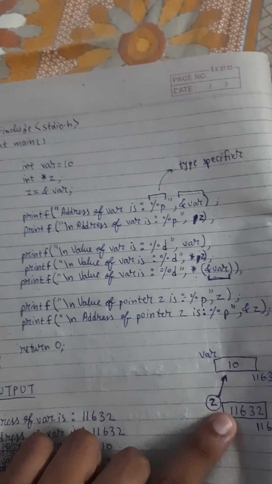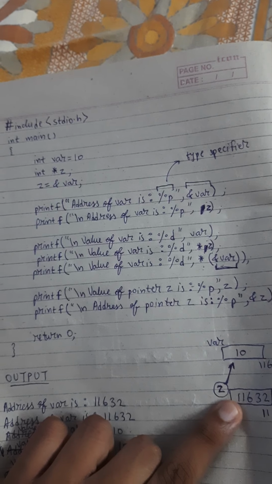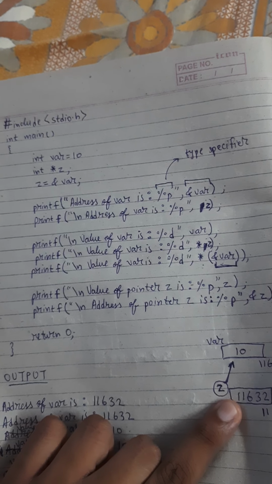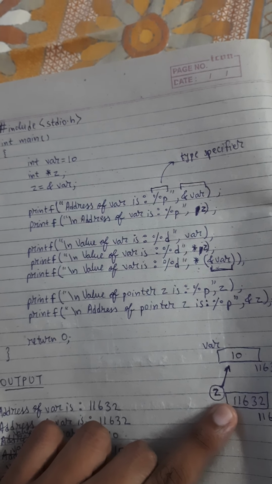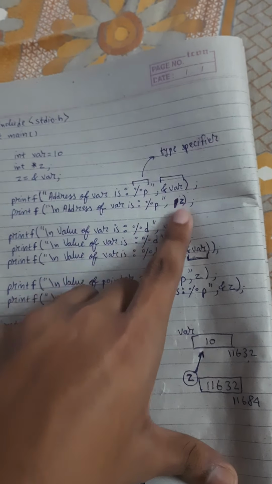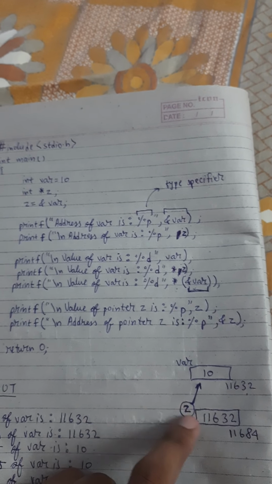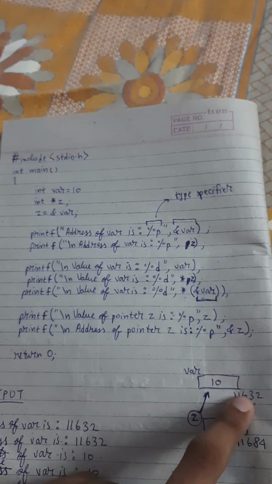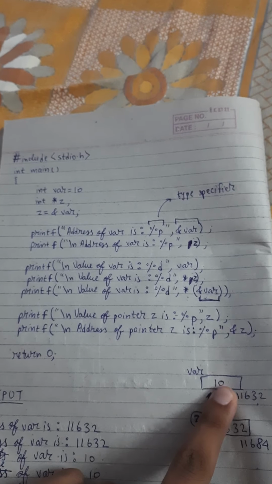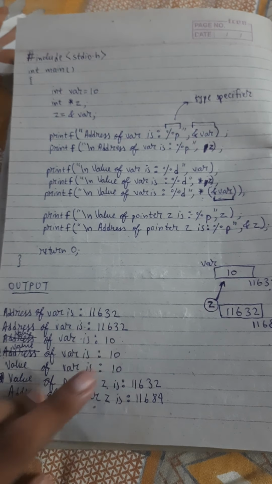So our interpretation is right, that after star an address should come, because in an executable statement whenever we encounter star, we basically mean value at address of this. So here it will be value at address of 11632. So what is the value at address of 11632? That is 10. So in the second and third statements, this is the output.